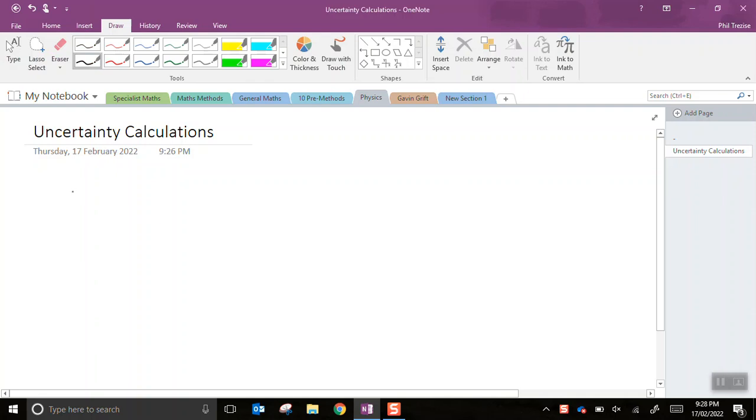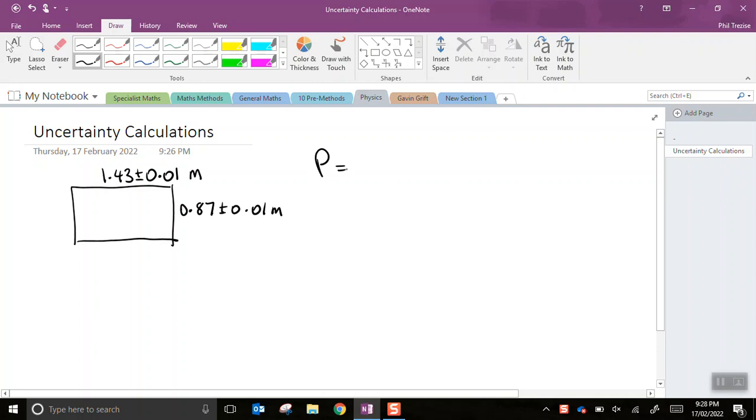Say for instance that I had a table and I measured the length of the table to be 1.43 plus or minus 0.01 metres, and I measured the width to be 0.87 plus or minus 0.01 metres. Now I might want to know the perimeter of the table. So the perimeter of the table is twice the length plus the width.